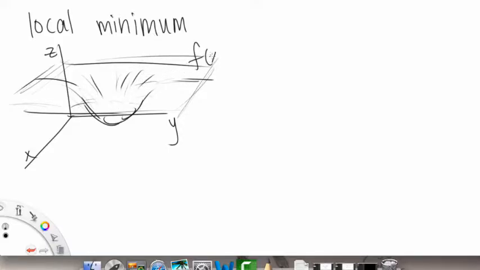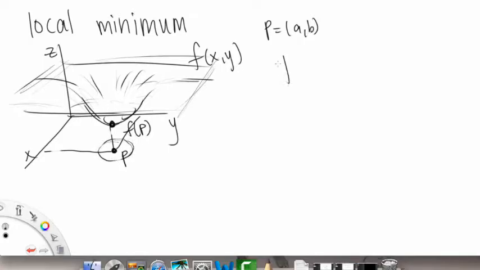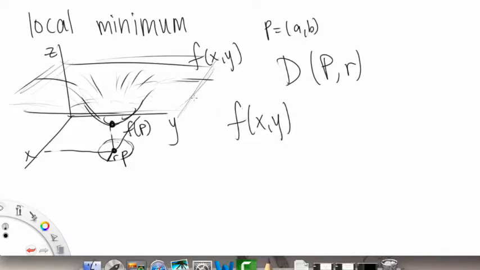So here's our f of xy. Let's say this is our point f of p, and if we draw down, this is the point P on the xy plane, and P equals AB. Let's look at the disk around P, the disk of center P and radius R. Our radius is something like that. And formally a local minimum is denoted when our f of xy, the height of our surface, is greater than or equal to the value of our function at that point, AB or P.